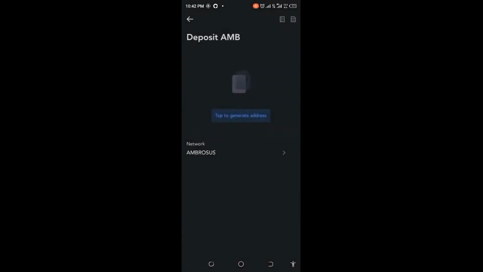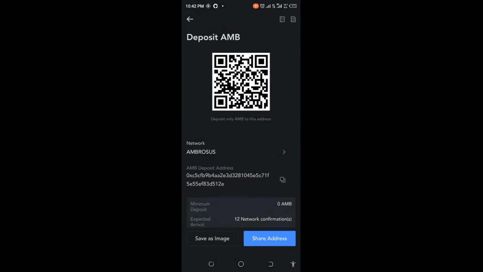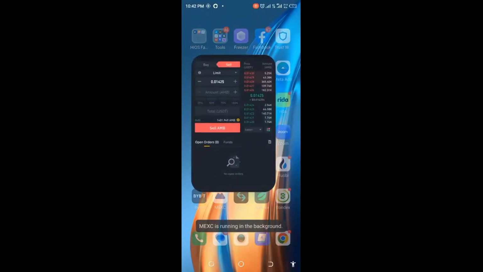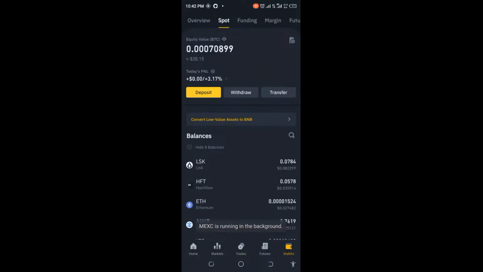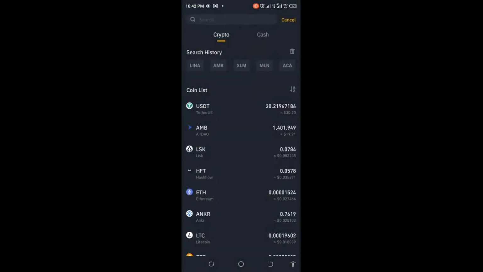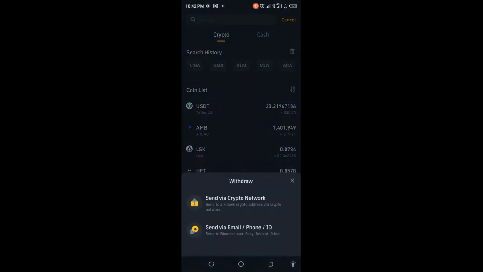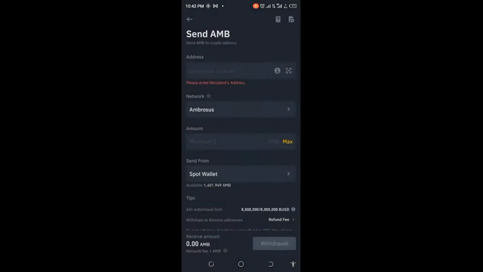So let's go ahead. Tap to generate address. Okay, great. So we've tapped that. Let's generate the address. Okay, let's get that done. Good. So we're going over to withdraw. We have to do all these things really quick because you don't want anything to go down. So we're selecting that, and we're going to put the address in there. Okay, and Ambrosus, you can see it's the same thing. So we're going to put max, and then we'll see.